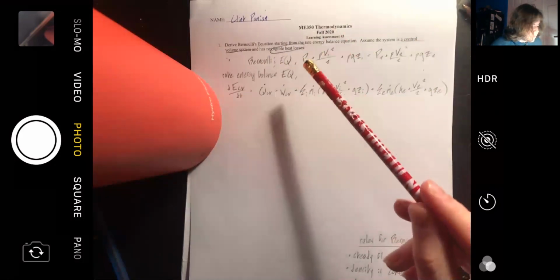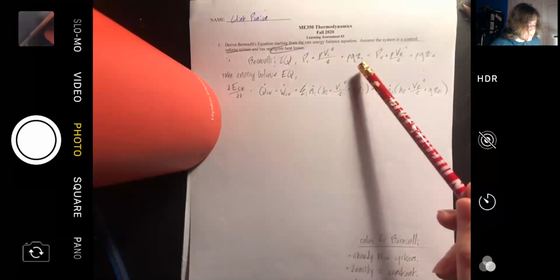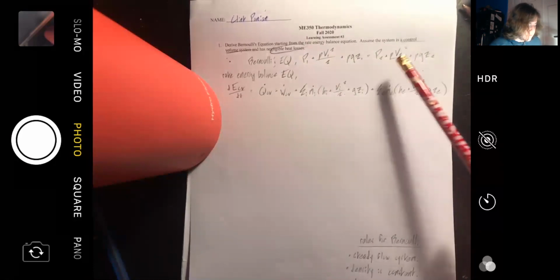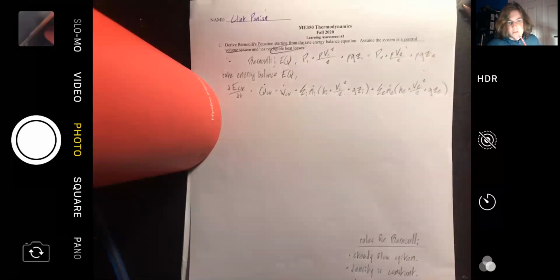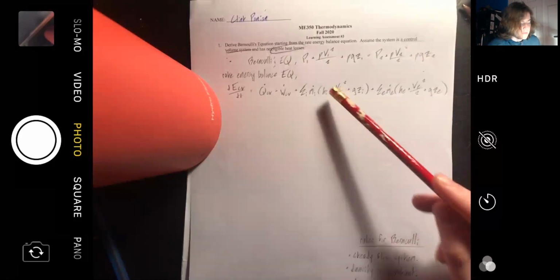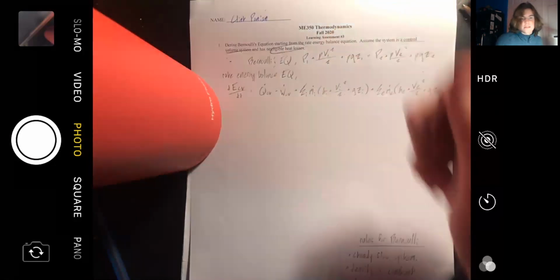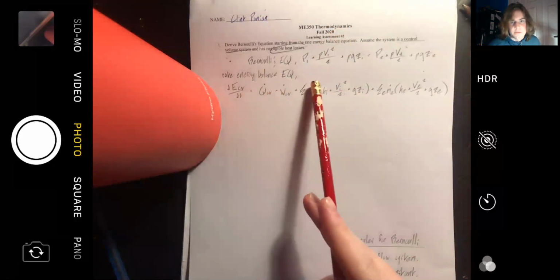It is pressure at state 1 plus rho V1 squared over 2 plus rho g Z1, equal to pressure at state 2 plus rho V2 squared over 2 plus rho g Z2. So you're basically looking at the pressures, kinetic energies, and potential energies at state 1 and comparing them to state 2. And the equation we're trying to turn this into is the rate energy balance equation.